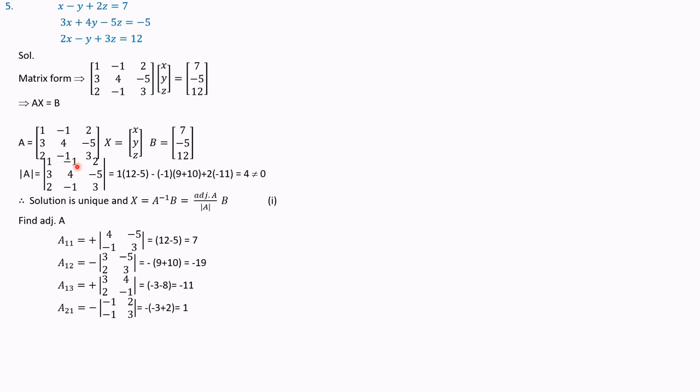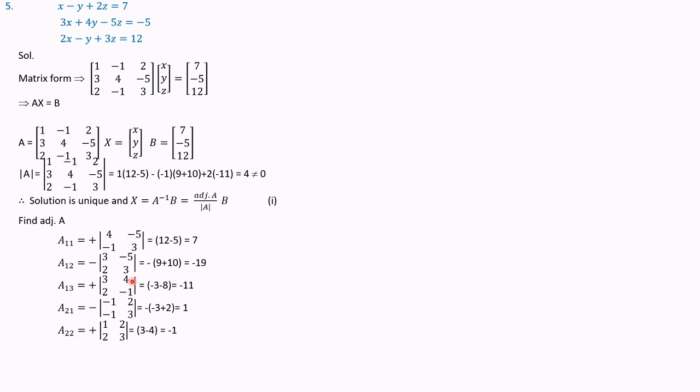Therefore, A21 is this. So it starts with minus. So you delete the first column and second row. You get minus 1, 2, minus 1, 3. So be careful and write it meticulously. A11 is plus and A12 is minus and A13 is plus and A21 is minus. So we get the value 1.